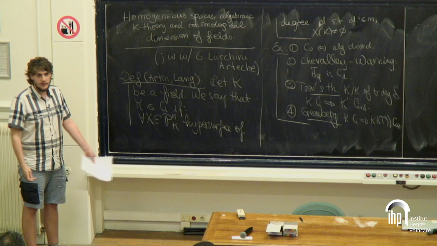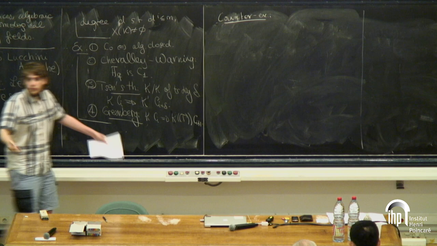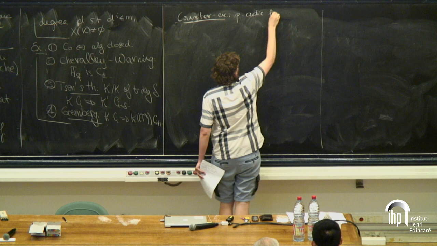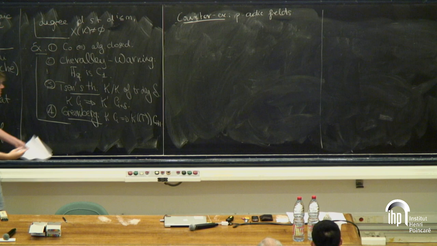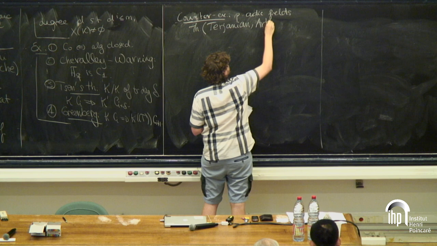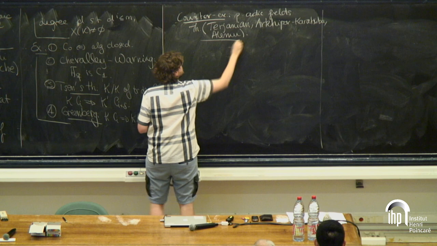So these are positive examples. There are also, of course, fields that are not C_i. So as counterexamples, one has a lot of counterexamples. Some of them are not interesting at all. For example, the real numbers are, of course, not C_i for any i. But a more interesting case is the case of p-adic fields. So Artin conjectured that p-adic fields would be C_2, but he got it wrong. And we have the following theorem, due to Terjanian, Arkhipov-Karatsuba, and Alemu, which states that, in fact, p-adic fields are not C_i for any i.